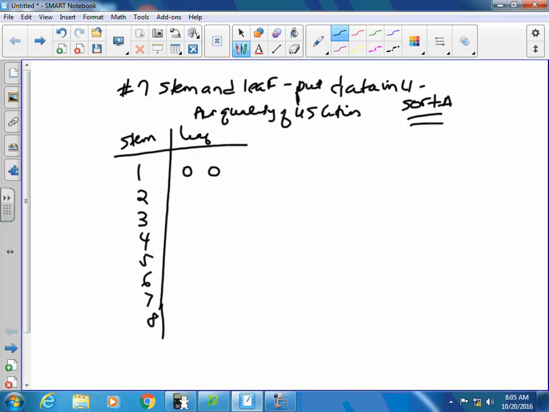Now watch how easy this is. Go to your 20s. Pull out the ones digits. Make sure you line them up. So you have a 0, a 0, a 2, a 5, a 5. Does everybody see where I'm getting this from? If we put this in order in your L1, look how nice it is to pull off your L1.